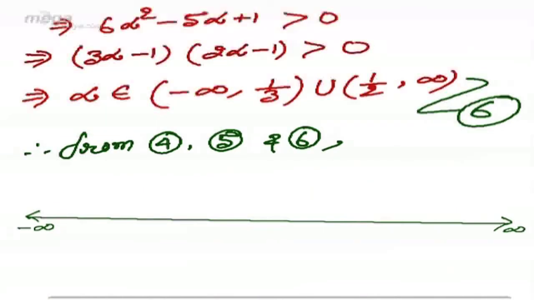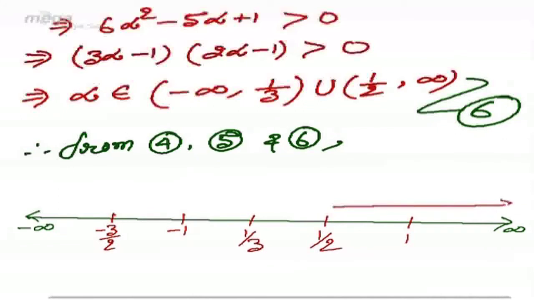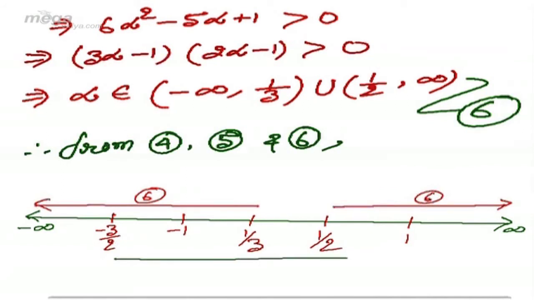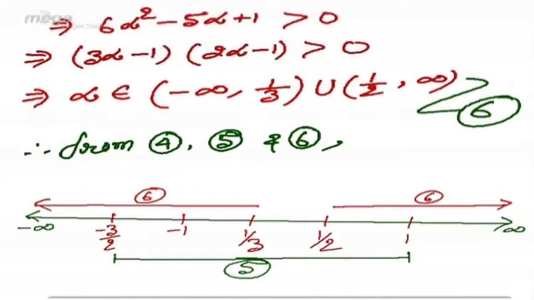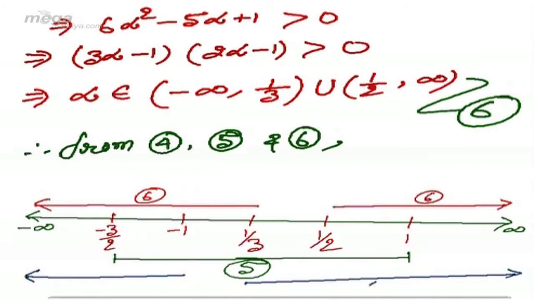So here we will mark the points: one point is minus 3 by 2, one is minus 1, one is 1 by 3, one is 1 by 2 and one is 1. Now, from region number 6, it will be from half to infinity and from this side minus infinity to 1 by 3. I'm writing here, this is 6. Now, the fifth one is minus 3 by 2 to 1. And now I'm writing the fourth one. Fourth one is minus infinity to minus 1 union 1 upon 3 to infinity. So minus infinity to minus 1 and 1 by 3 to infinity. This is your fourth one.